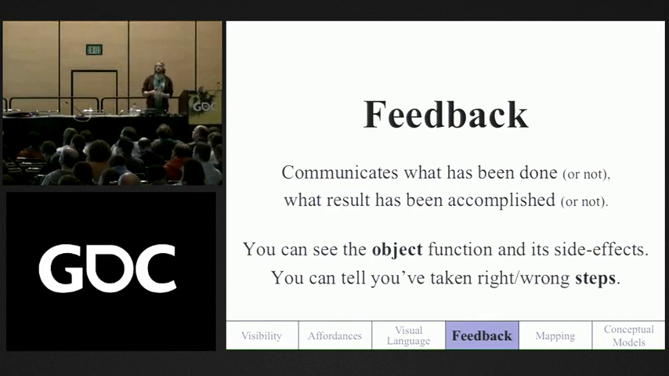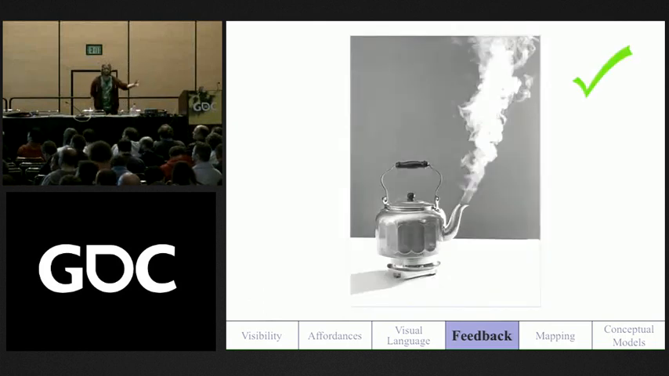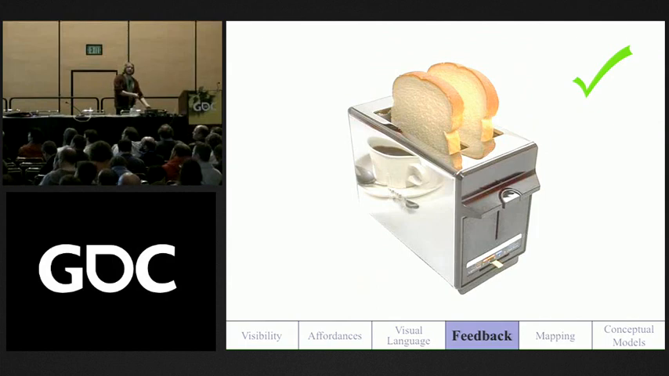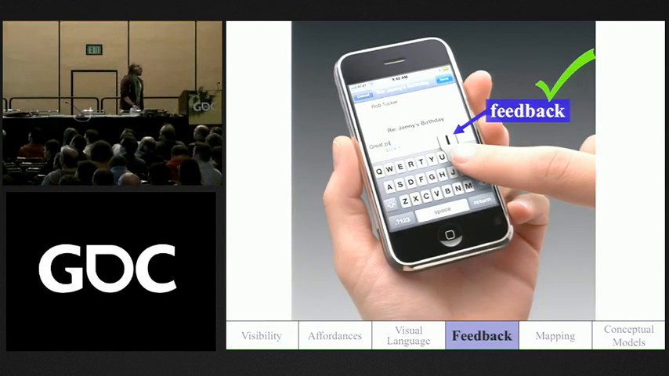Feedback. Feedback tells the player, when something changes or something happens, what's been done or not, what's been accomplished or not. You get to see the object do its thing, and whether or not you've taken some steps. So this is feedback for the tea kettle. This is feedback that you have accomplished creating toast out of bread when it pops back up. This is feedback that you're trying to push the U button, but you actually hit the I button, but it doesn't matter because the iPhone is going to correct what you typed in anyway to something you didn't intend to say. The feedback for virtual buttons is really important. They're not really buttons, so we need to build in feedback that makes them feel like they're real objects functioning.